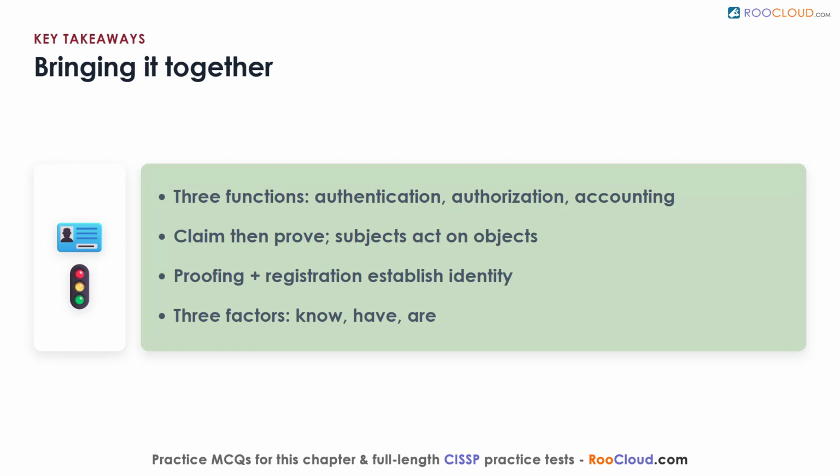Identification and authentication pair up, so a subject claims and then proves who they are, and subjects act on passive objects. You establish identity through proofing, registration, knowledge-based checks, and cognitive passwords. Authorization decides what a proven identity may touch, while accounting logs it all for non-repudiation. And you prove identity with 3 factors: something you know, have, and are. Lock these foundations in, and the rest of the model builds cleanly on top.